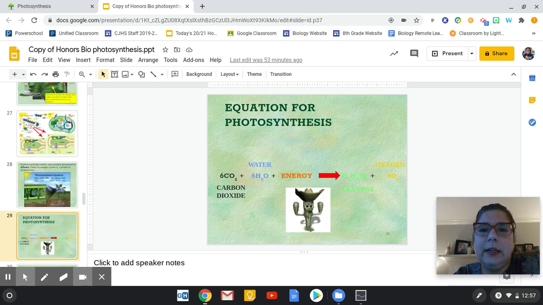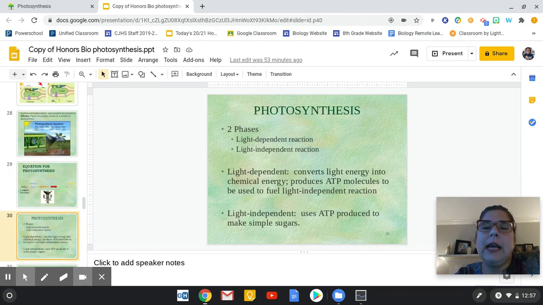Again, the equation, this is something that you will want to memorize. Okay, now remember that confusing part of the video earlier with photosynthesis, and they started talking about 2 different processes and it got really chaotic?